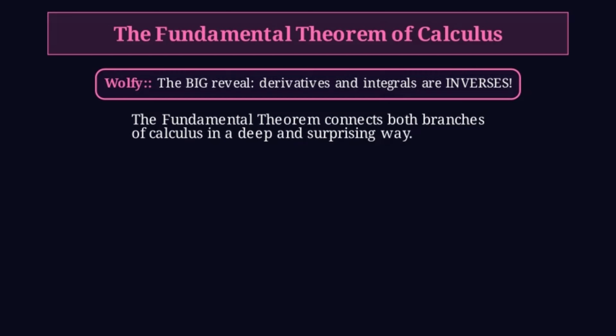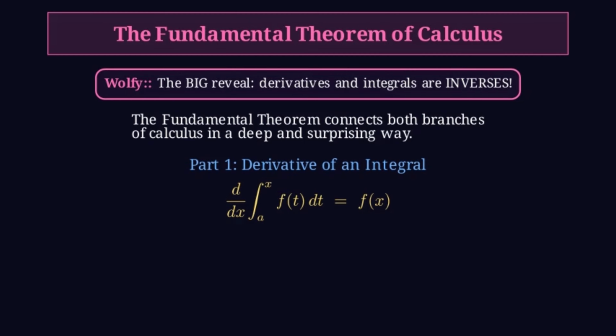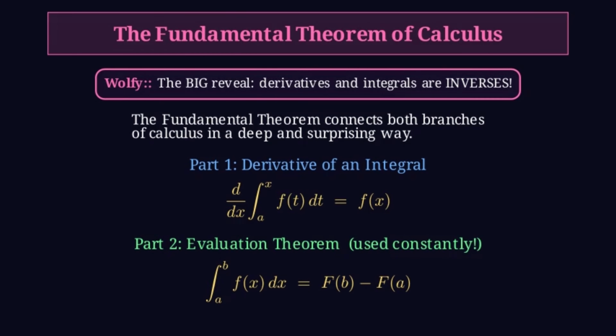Now let's practice. Try each problem yourself before I give the answer. Problem 1. Find the derivative of 3x to the 4th minus 2x plus 7. Power rule on each term. 3x to the 4th gives 12x cubed. Negative 2x gives negative 2. The constant 7 disappears. Answer: 12x cubed minus 2.